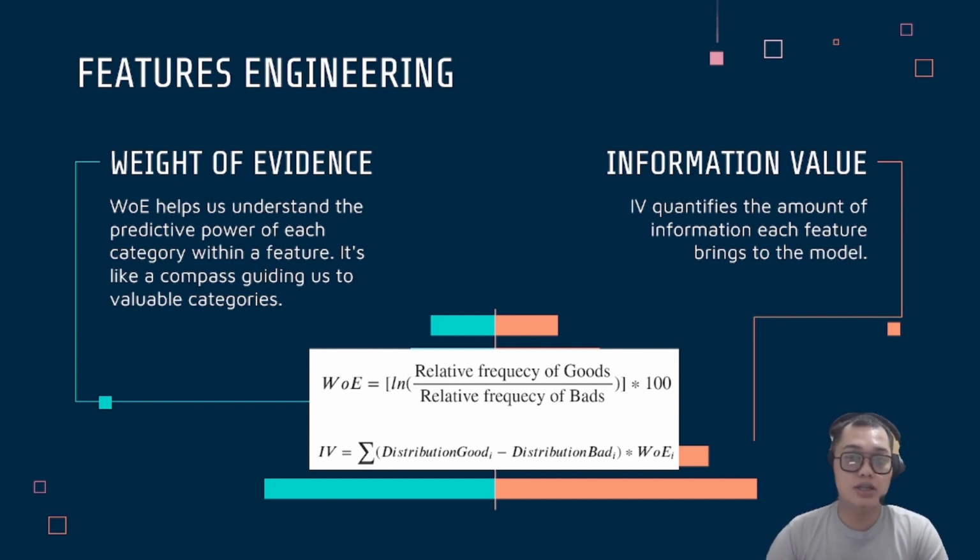That's why, with the information value, we can choose whether this feature is important enough or not. Well, you get the idea. And you can see from this slide, this is the formula that I use to do the count of weight of evidence and information value.